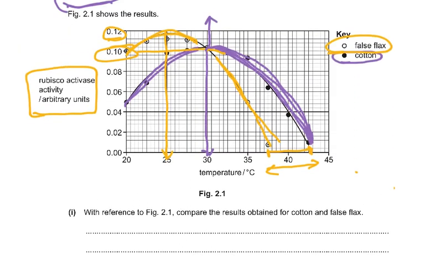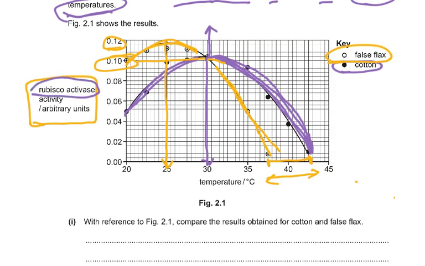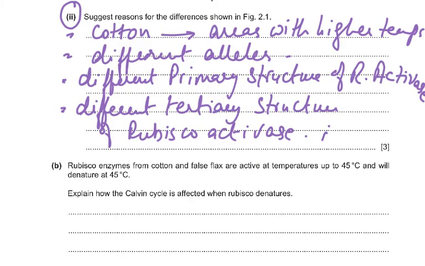If you look at this graph, which we've been talking about earlier, what are we studying? We're studying enzymes. Now, when we're studying enzymes, what are we looking at? How would this be different in different plants? Why would that enzyme be different? Well, of course, cotton is adapted to live in areas with higher temperatures. Why? Because it has different alleles, a different primary structure of the enzyme Rubisco activase, so a different tertiary structure. So different tertiary structure of the Rubisco activase. That is why it is more resistant and it can survive higher temperatures.